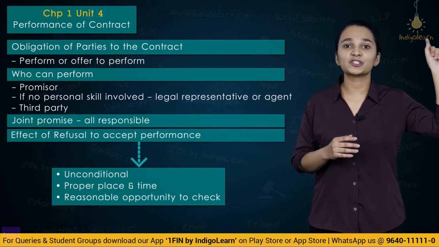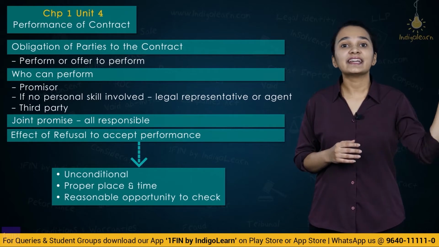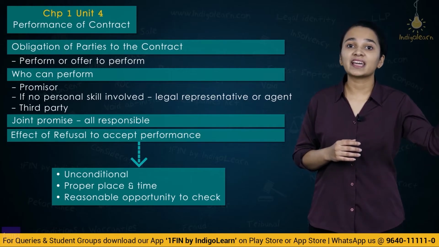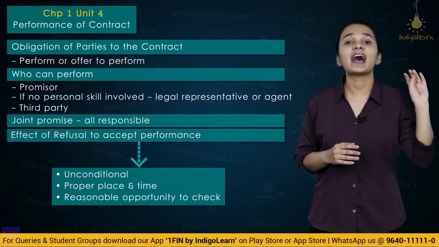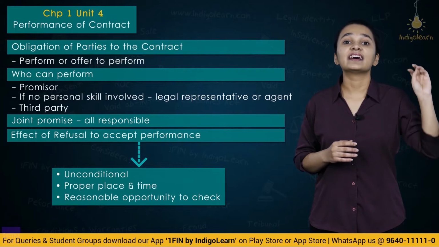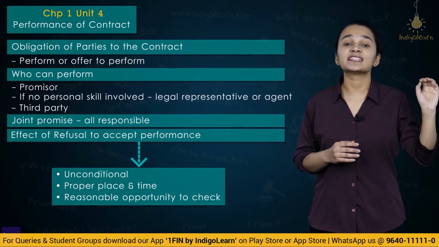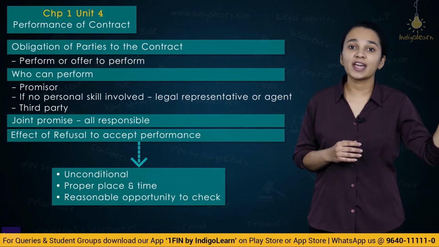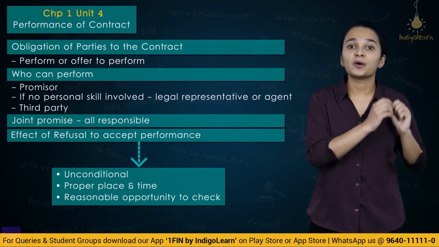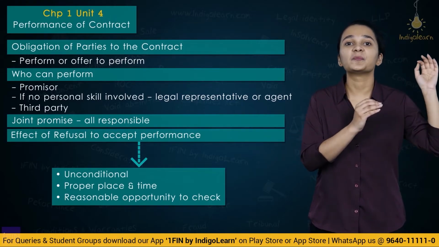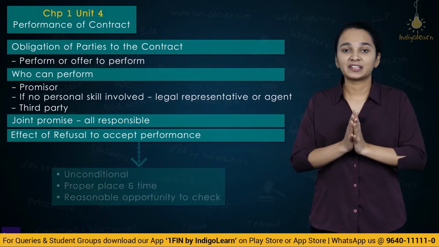One is the performance should be unconditional. Second is it should be made at a proper place and a proper time. And the third condition is that the other person should be given a reasonable opportunity to check that whatever performance is happening is as per the contract which is made.